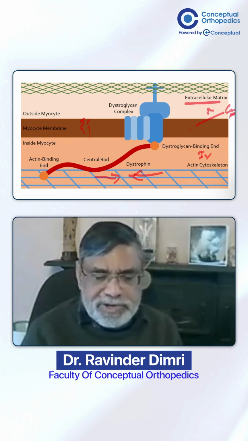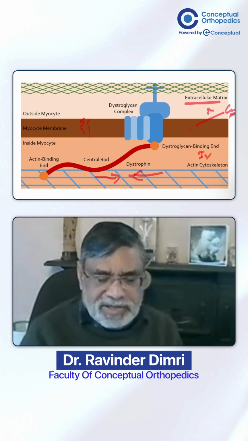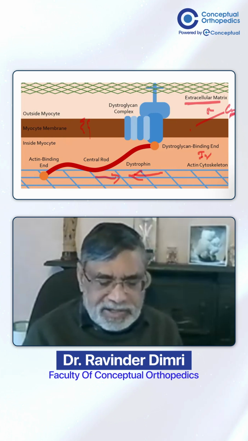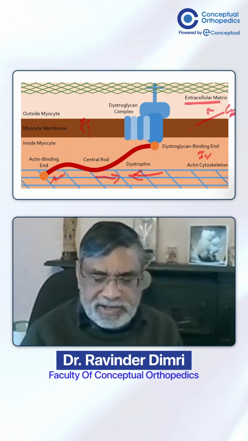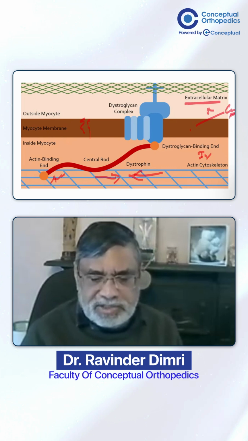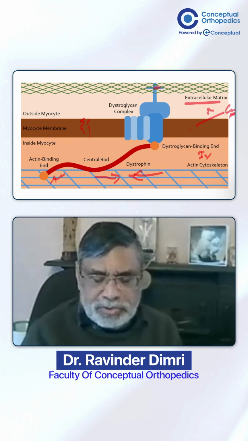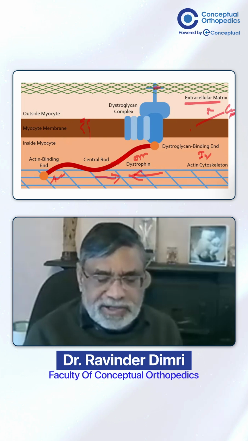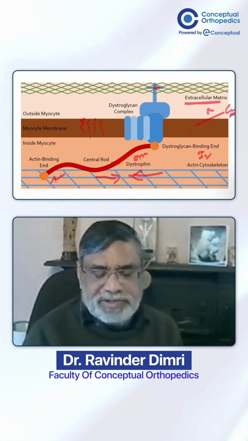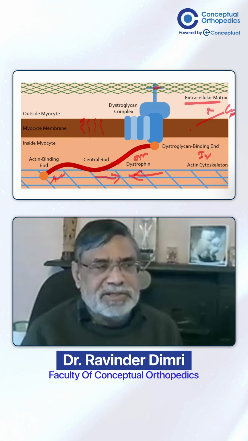So when the myocyte membrane, if this dystrophin is like a spring, at one end it is attached to actin, and at the other end it is attached to a glycosylated compound, which is attached to the outside extracellular matrix. So this is like a spring. When your actin is moving, this is not letting the stresses go to the cell membrane, so the cell membrane doesn't break.